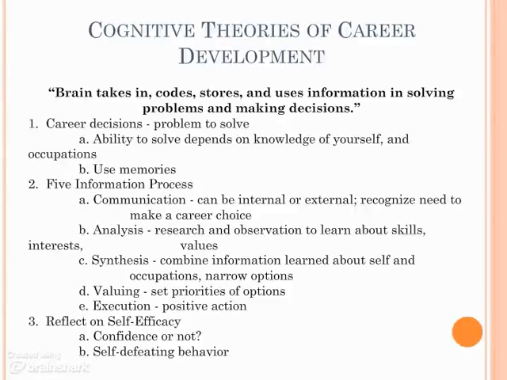Cognitive theories of career development really look at career decisions as a problem to solve. And the ability to solve that depends on your knowledge of yourself and of that occupation. It really uses 5 information processes to solve this problem. So this could be communication, which can be internal or external, either with yourself or with someone else, and recognizing that you need to make a career choice.